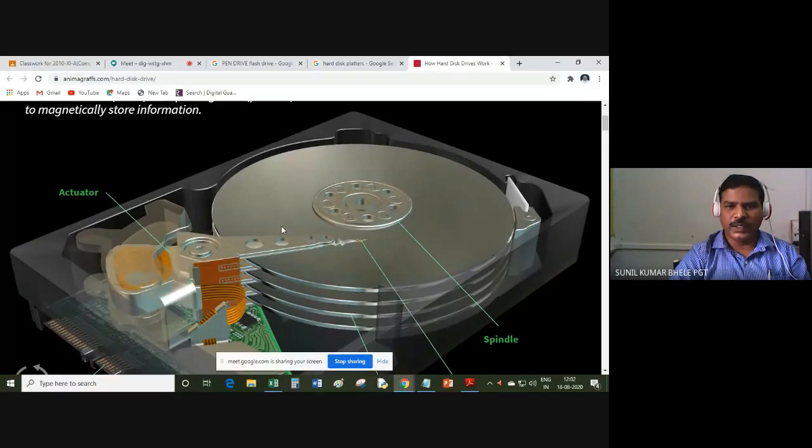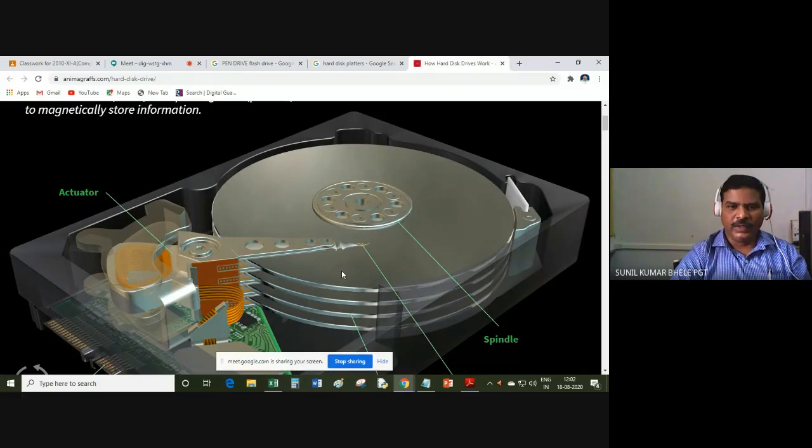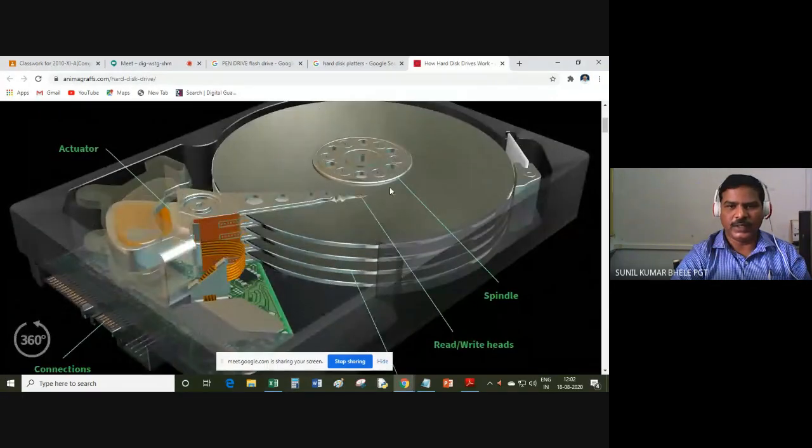So this disk is actually divided into tracks. The rounded tracks are there, and those tracks are divided into sectors, and in each sector there is 1 bit of information. So I hope you understand the working of the hard disk, how it revolves and how the head moves over the hard disk.